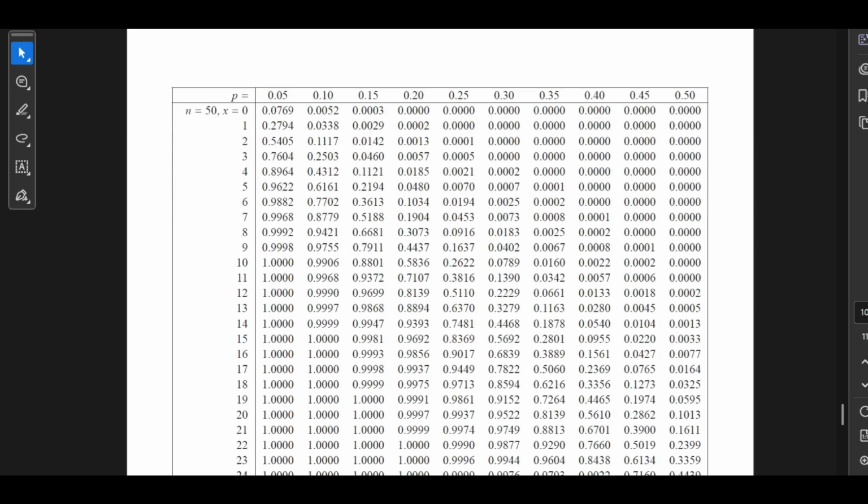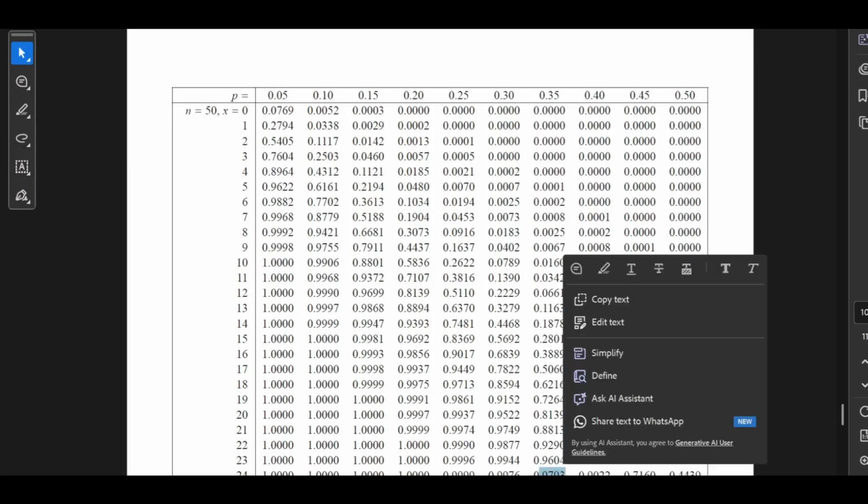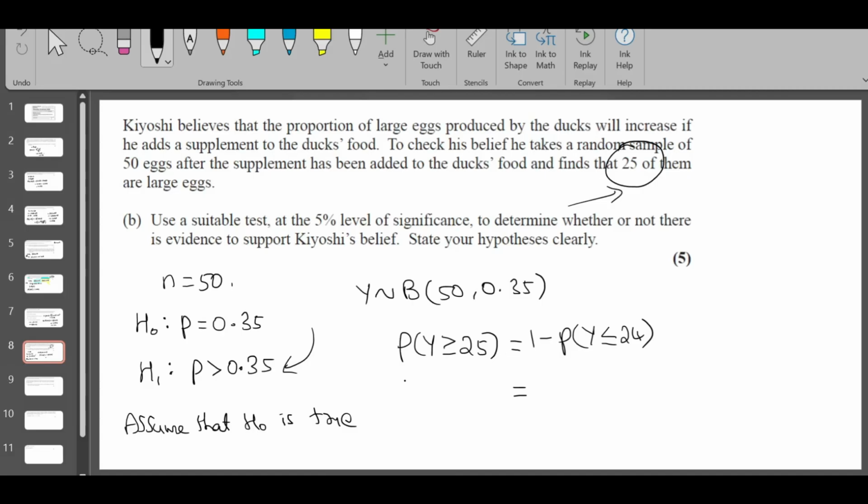24, do we have 24? Yes, for 24 it's here, 0.9793. 1 minus 0.9793 is 0.0207, which is less than the significance level.